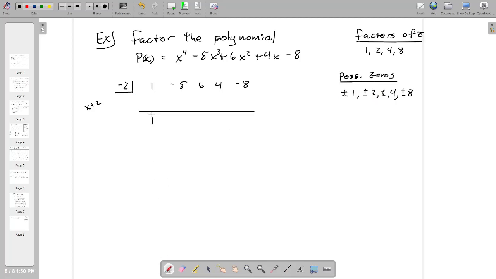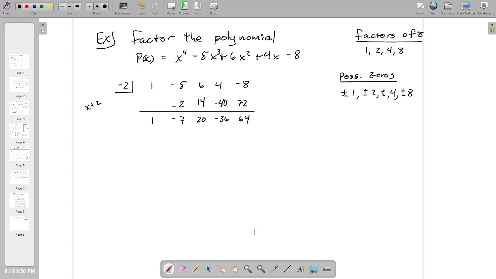1 comes down. -2 times 1 is -2. Add, we get a -7. -2 times -7 is positive 14. Add, we get 20. -2 times 20 is -40. Add, we get a -36. -2 times -36 is positive 72. We add, and we get a 64.